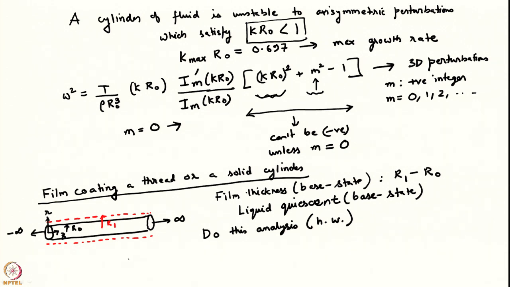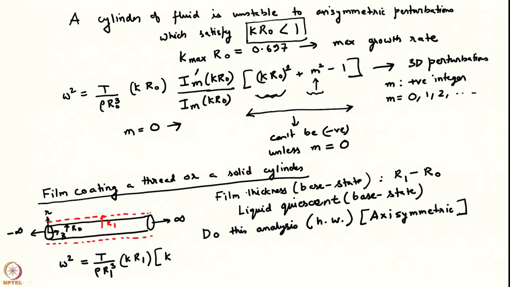So you can show that the dispersion relation is given by omega square is equal to T by rho R1 cube. Recall that R1 is the radius of the free surface of the thin film. So T by rho R1 cube into K R1 into, so this is an axisymmetric dispersion relation. You can work out the corresponding full three dimensional thing also, but let us first write down the axisymmetric dispersion relation.